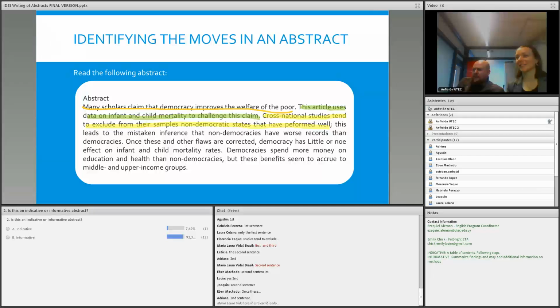Where it says once these and other flaws are corrected, democracy has little or no effect on infant child mortality rates, that seems more like a comment. We're talking about methods, how they're going to prove this. Lucy says maybe there isn't. That's what I thought the first time I read it. But there's one very brief mention on how they're going to do this. Are they going to interview people? Are they going to just look at changes they have made to people who are living in democratic and non-democratic countries?